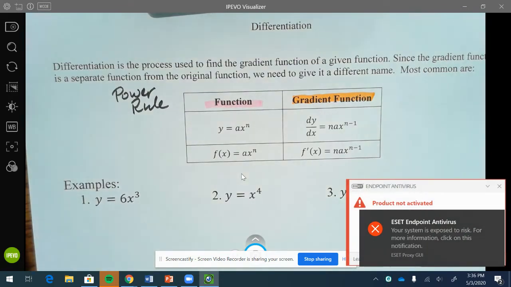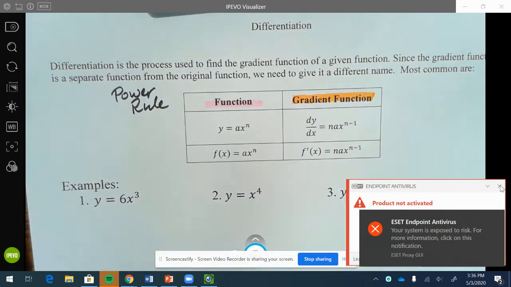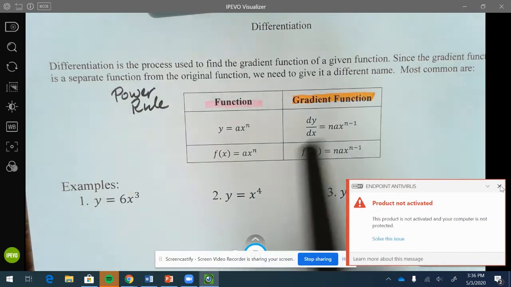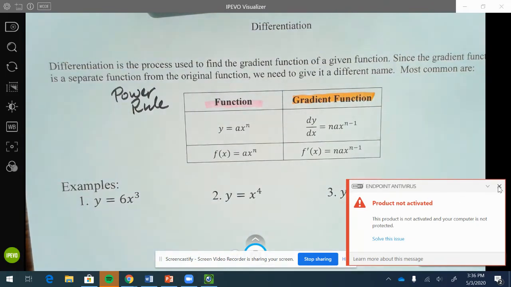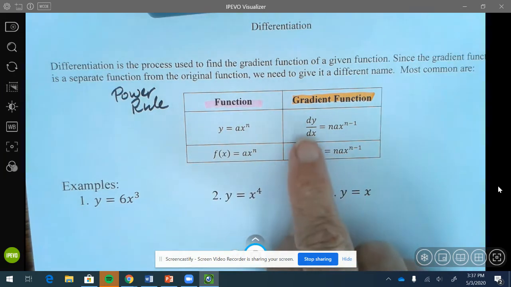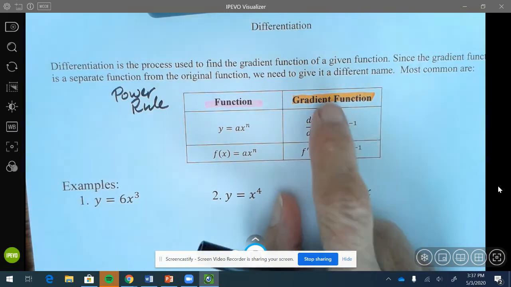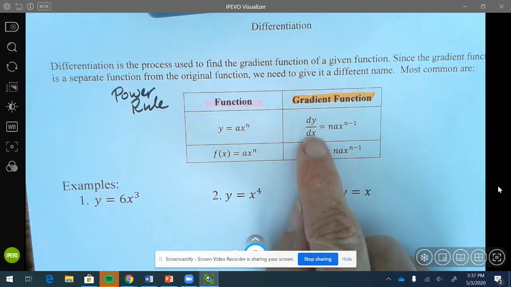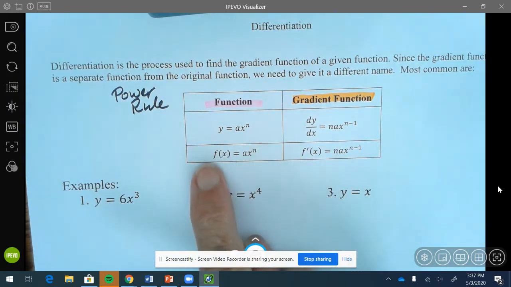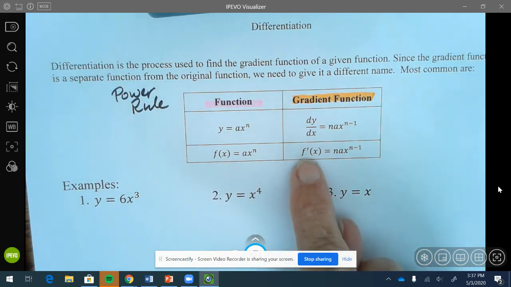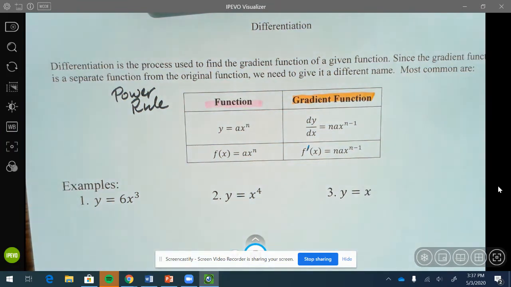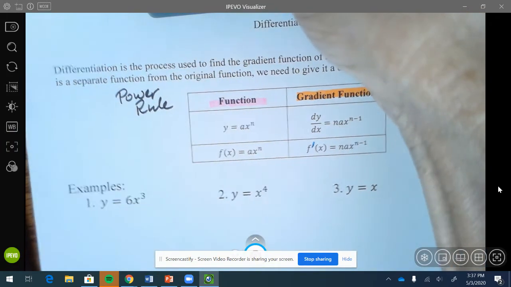So let's get started. We first have a few examples, and these are all in chapter 6 in your book if you're interested. And we have a couple of names. If you have a function that starts out as y equals, and that's how your original function is named, the most common way to name the gradient function is dy over dx. Now we have a different name because it's a totally different function. They don't look the same, but they are related. If you have your original function named f of x, the gradient function is f prime of x, and that prime is the apostrophe. So I'm going to go through some examples just to get you familiar with it.